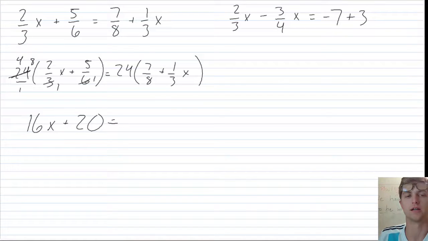And then over here, 24 over 1 times 7 over 8. 8 goes into 8 once. 8 goes into 24 3 times. 3 times 7 is 21. And then 24 over 1 times 1 over 3. 3 goes into 3 once. 3 goes into 24 8 times. 8 times 1 is 8. Don't forget about our x, 8x.